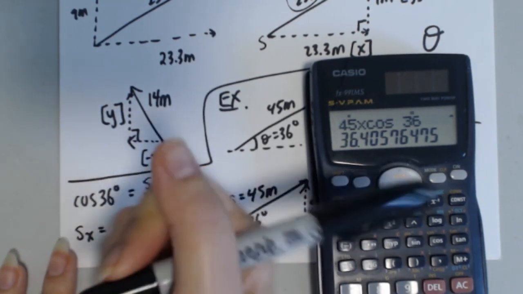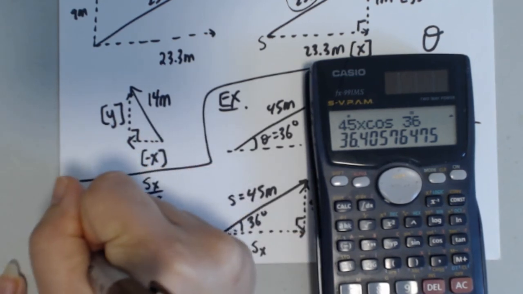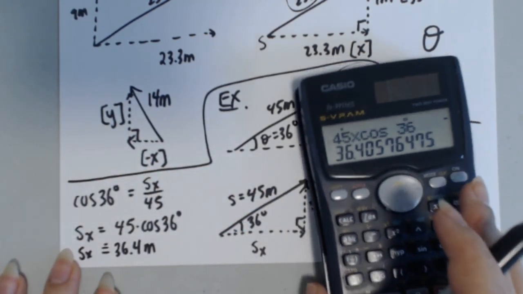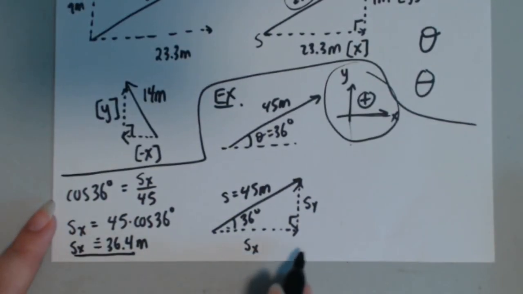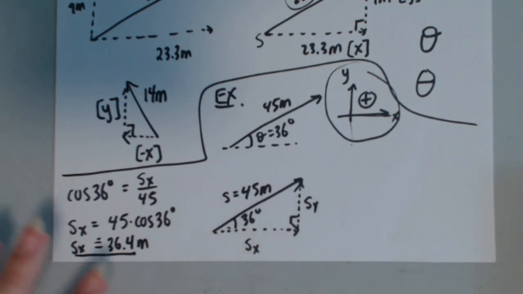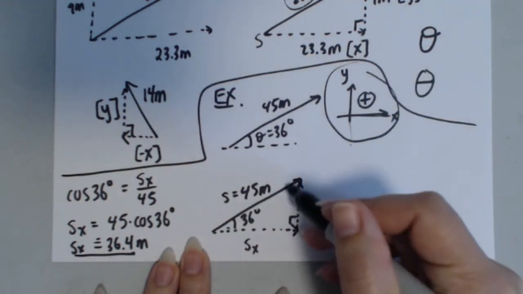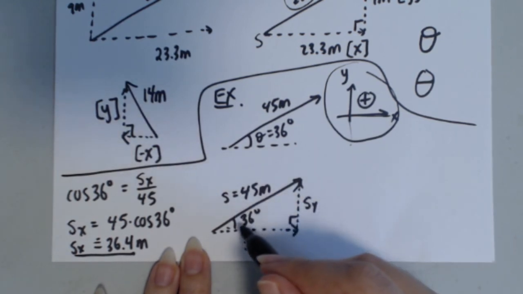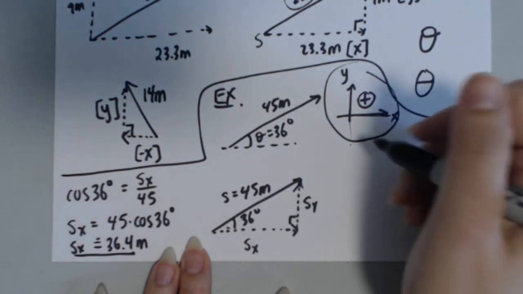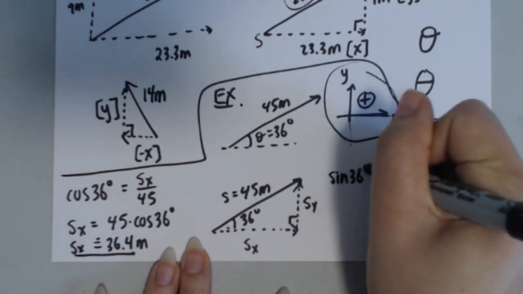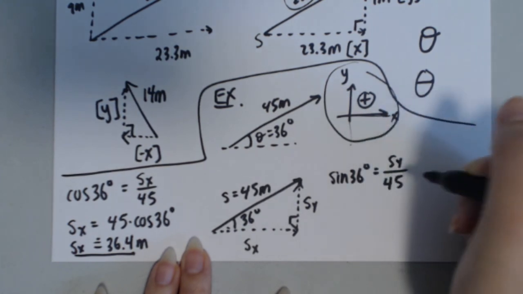If you want to put more, depending on what kind of problem you're doing, you can. Meters, s sub x. We're only looking for the components, so I just need the magnitude here. But I know the vector is going in the x direction. Now for the y component, s sub y, this side of the triangle is opposite the 36-degree angle. So I have opposite and I have hypotenuse. That's sine. So sine 36 is equal to opposite, which is s sub y, over hypotenuse, which is 45.